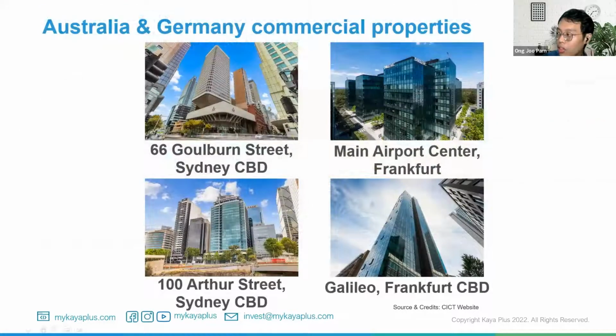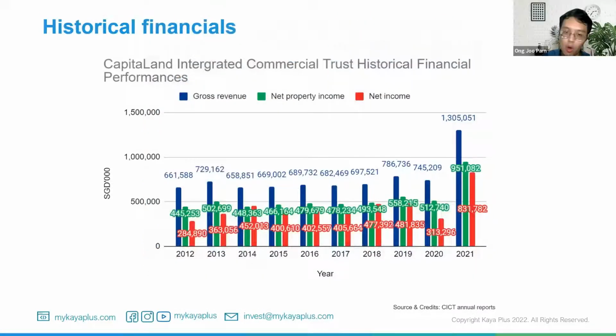So here are some of the properties that CICT owns, situated outside of Singapore, right? Two buildings situated in Sydney CBD, and also two buildings situated in Frankfurt, Germany. So once you get a gist of what properties a REIT owns, you look at the big numbers, right? Historically, for the past 10 years, the REIT's performance has been stable, right?